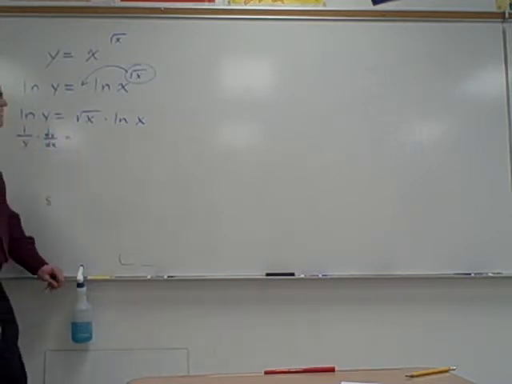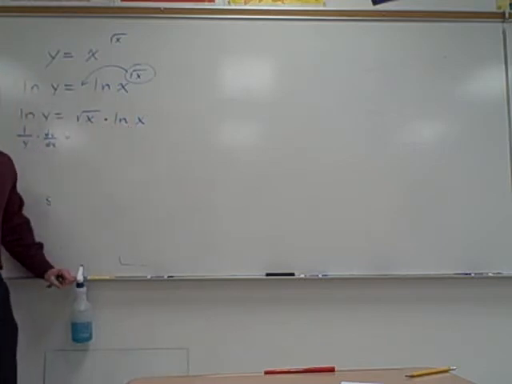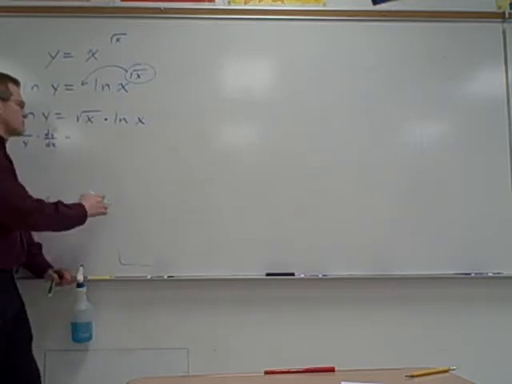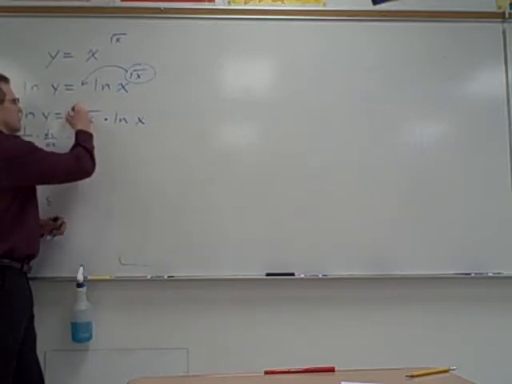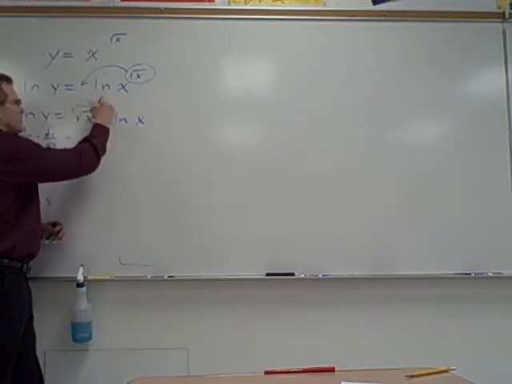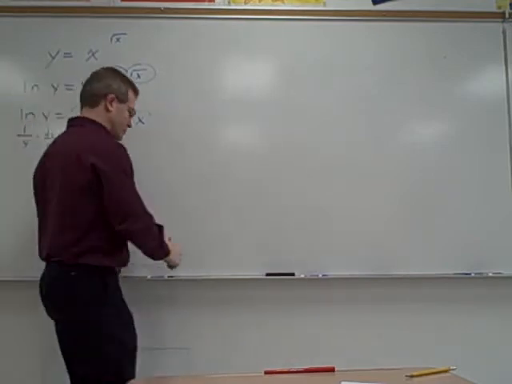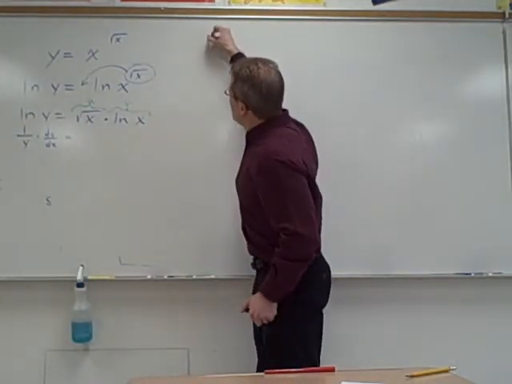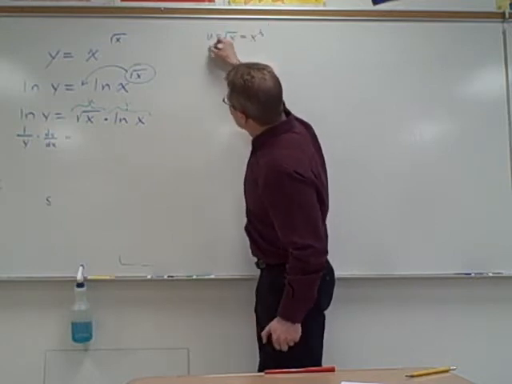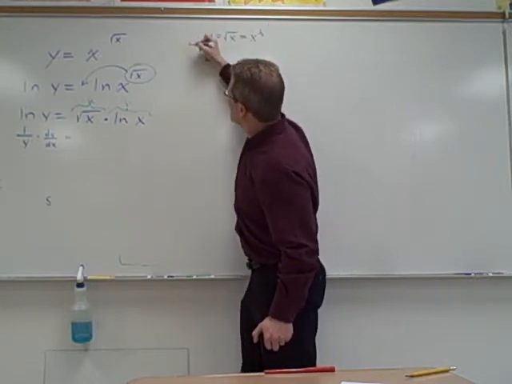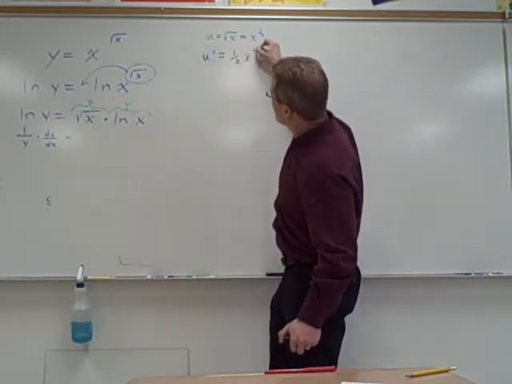Over here, I see multiplication with variables in both factors. What rule am I going to have to use? Product rule. So if I call square root of x my u, natural log of x is my v. Let's figure out what those derivatives would be before I go too far here. If u equals the square root of x, which is x to the half, u prime would equal 1/2 x to the negative half.